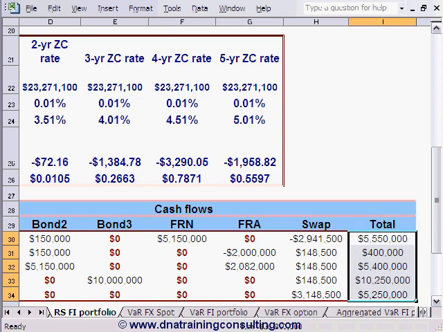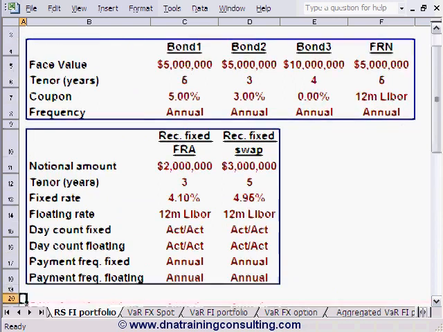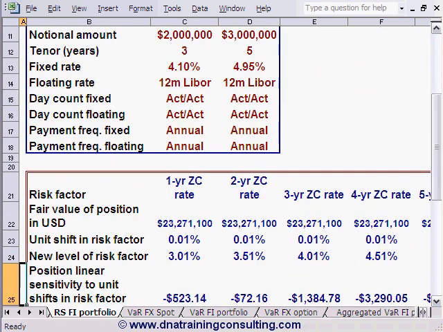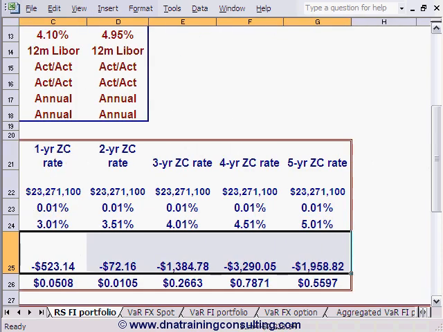The next steps are identical to those from the bond example, where we will apply the analytical formulas for modified duration and convexity. The position linear sensitivities to unit shifts in risk factors appear in cells C25 to G25 right here, and the convexity factors in the cells right underneath them.